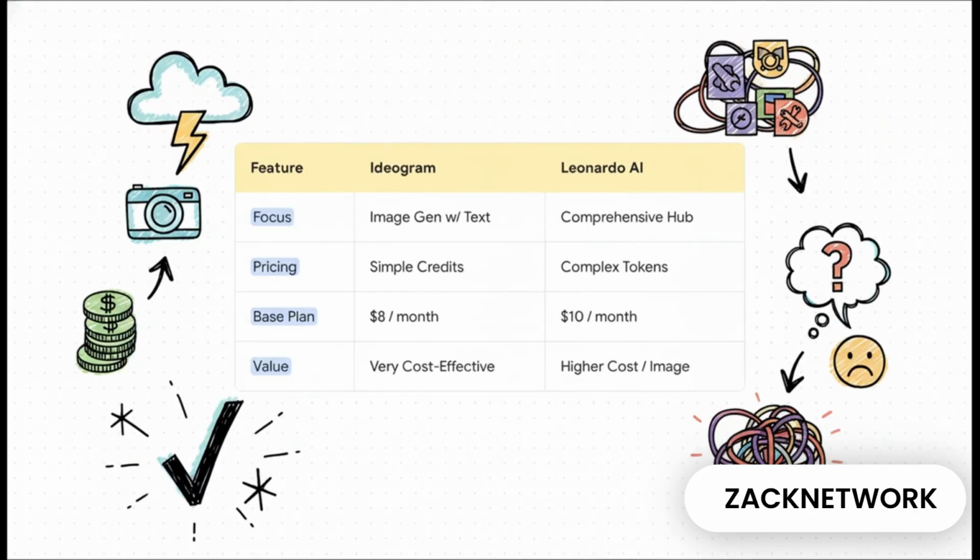Okay, so what about another dedicated image tool like Leonardo AI? Now, don't get me wrong, Leonardo is fantastic. It's a huge, comprehensive hub with tons of features. But its pricing is, well, it's a pretty complex token-based system where your costs can really start to add up. Ideogram, on the other hand, is just laser-focused on doing one thing exceptionally well: generating images. And its super simple pricing model makes it way more cost-effective for that specific job.